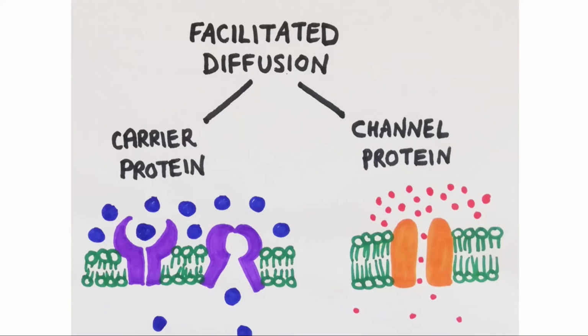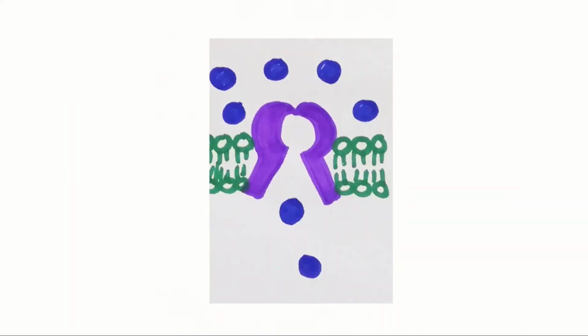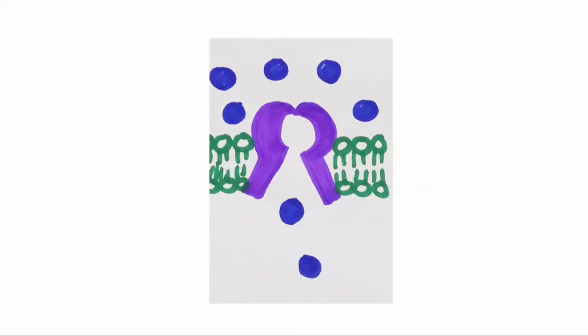There are two types of protein in the cell membrane that help with facilitated diffusion. Some are carrier proteins. When a particular molecule binds to them on one side, this causes the protein to change its shape, moving the molecule and releasing it on the other side of the membrane.